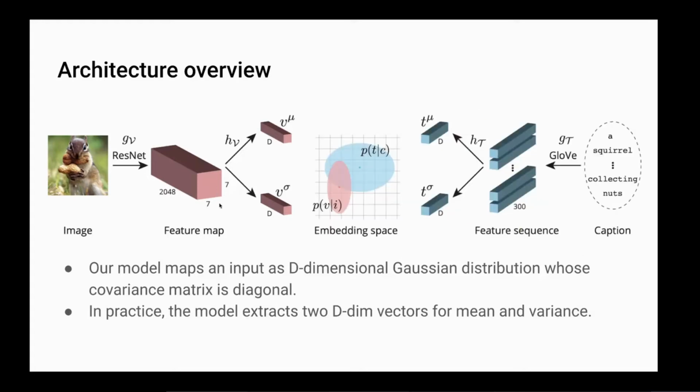For the image instance, we use a ResNet-152 backbone, and for the caption we use GloVe vectors and a bi-GRU to extract the vectors. So for the given instances, we extract two vectors: one is the mean and one is the variance. After that, we can define a Gaussian distribution.